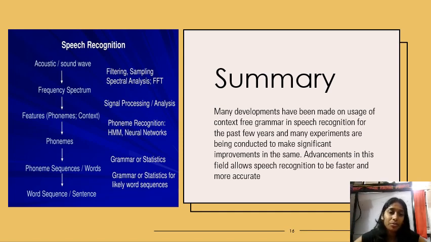The flowchart of speech recognition goes as the acoustic signal, which is a sound wave, to a frequency spectrum, and then to the features, phonemes or the context, which again goes to the phonemes, then it goes to the phoneme sequences, which are also known as words, and word sequences, which are sentences.